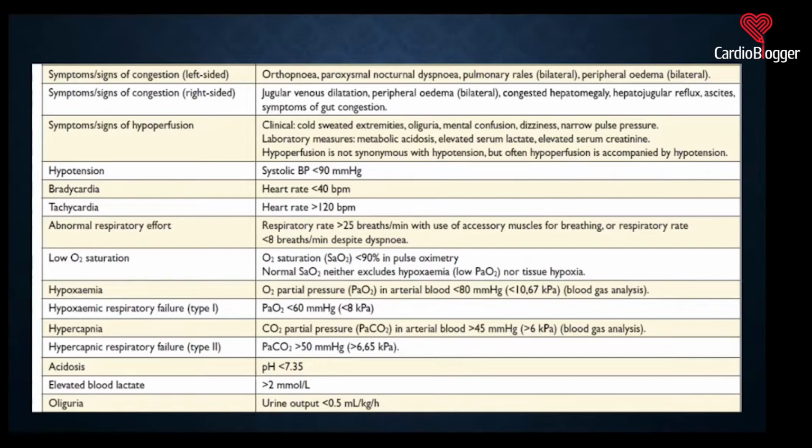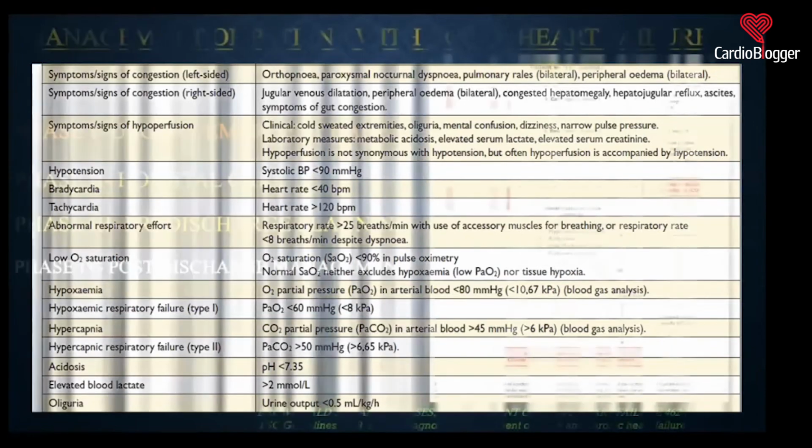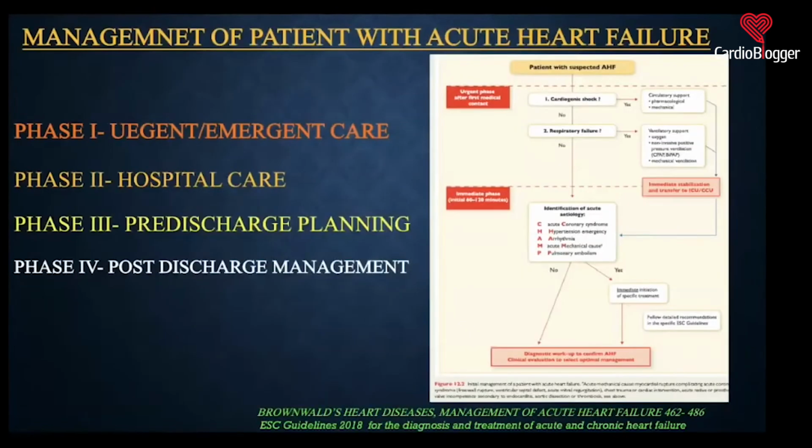PCO2 retention is also very important in such cases. Acidosis has to be addressed. Blood lactates will be high in cases of cardiogenic shock. Oliguria represents a poor prognostic sign in such cases. Now let's discuss the management one by one.